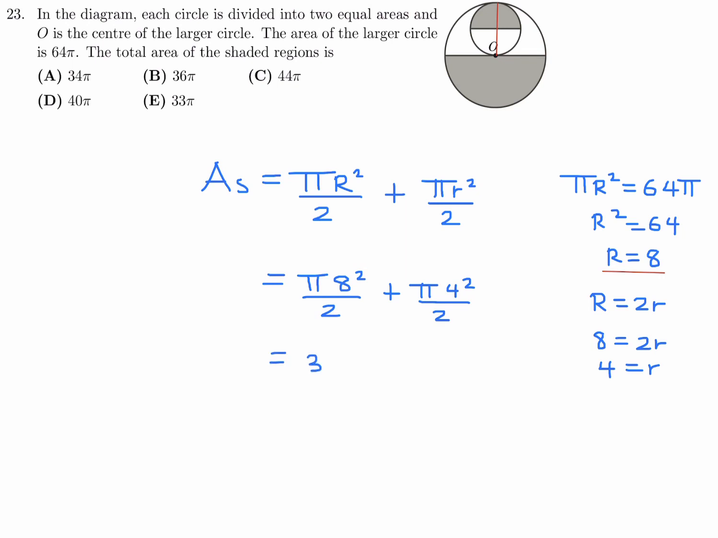64 over 2 is 32 pi. 4 squared is 16, divided by 2, which is 8 pi. And this is 40 pi when you add them together. So number 23, the answer is D.